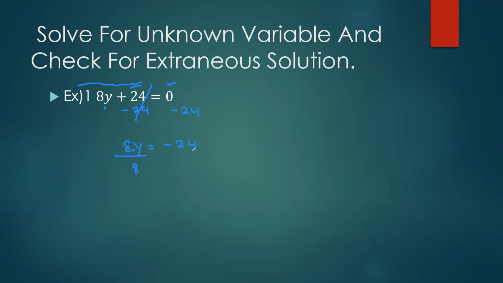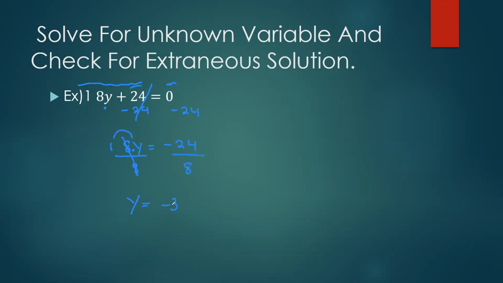So you're going to divide both sides by 8. This 8 and 8 actually becomes 1. And then you have 1 times y, which is really just y, right? On the right side, negative 24 divided by 8 is negative 3.